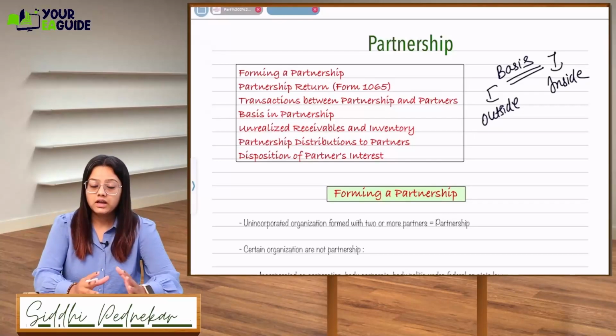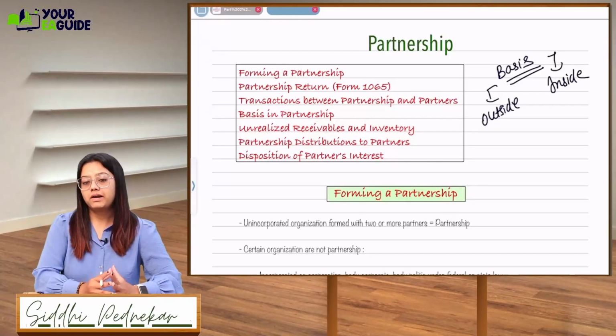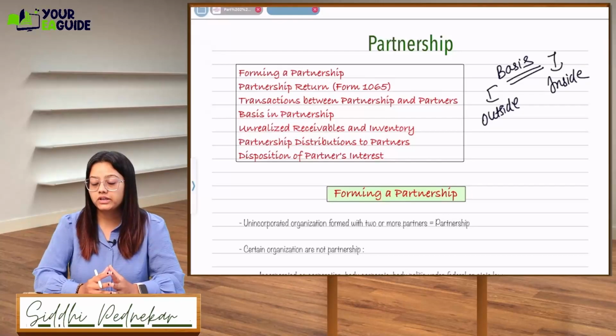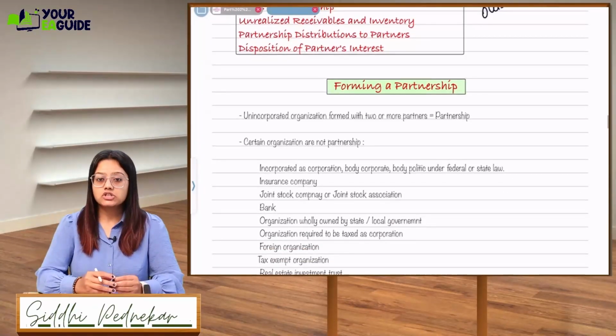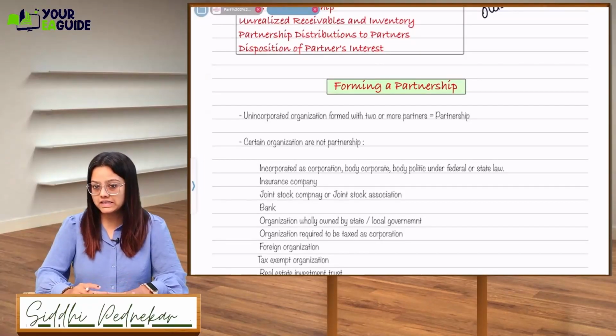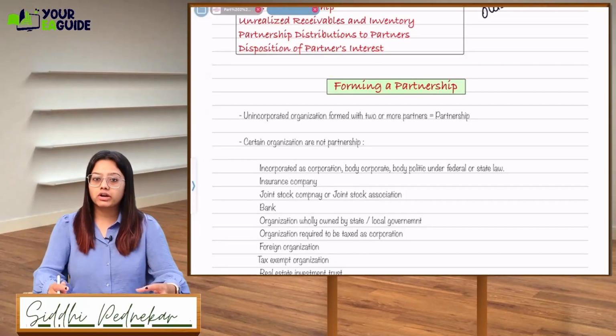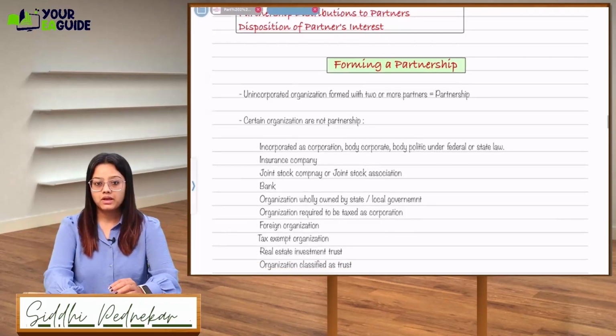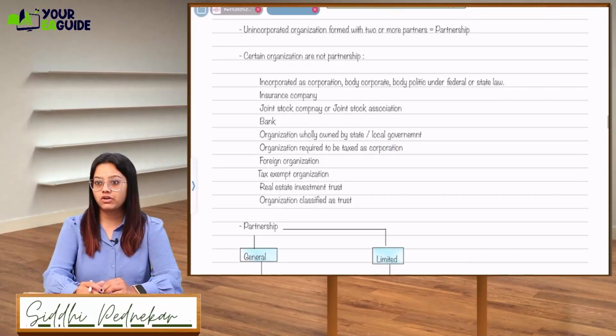So now let's start. Partnership, as I was explaining, partnership basis is important in this whole chapter. First, what is the formation of the partnership? Forming a partnership is very easy. Like any unincorporated organization, two or more people coming together can form a partnership, right? But certain organizations cannot enter into a partnership.